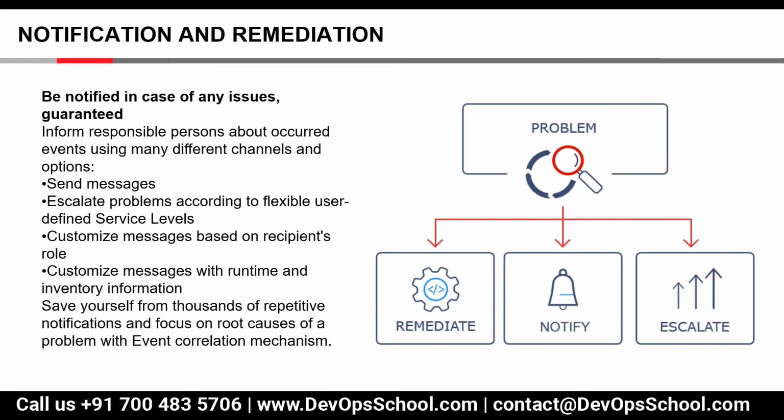Then we have notification and remediation. For notification purposes, we create the media types, on which we need to add the information. For email notification, we need to configure the SMTP details on Zabbix. Through that, it will integrate to the mail server, and whatever alert is generated on Zabbix, we can send to the end user.